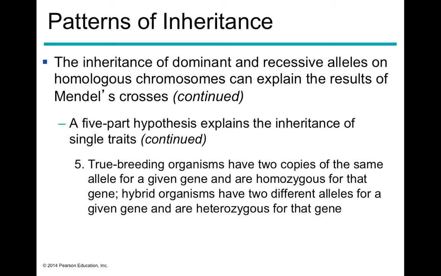And true breeding organisms, again, he called them true breeding, we're going to call them homozygotes. They have 2 copies of the same allele, and they can either be homozygous dominant or homozygous recessive, right? So 2 of the purple or 2 of the white. And organisms that are hybrid or heterozygous have 2 different alleles at that given gene, right? 1 white and 1 purple.